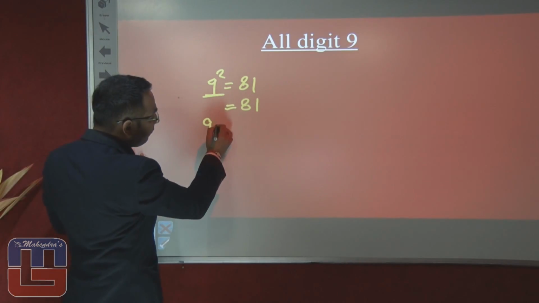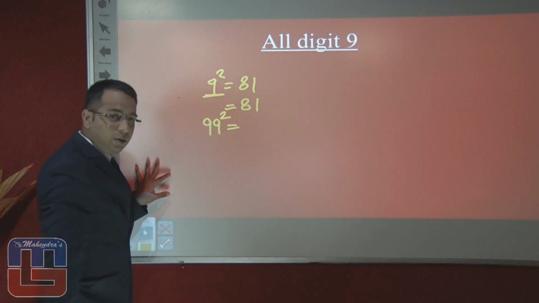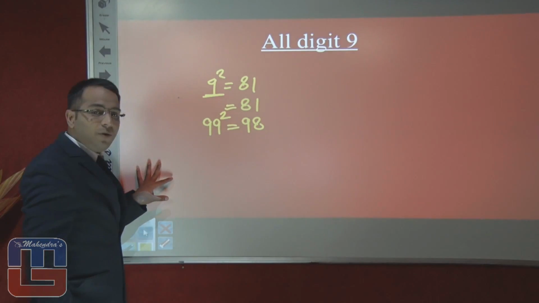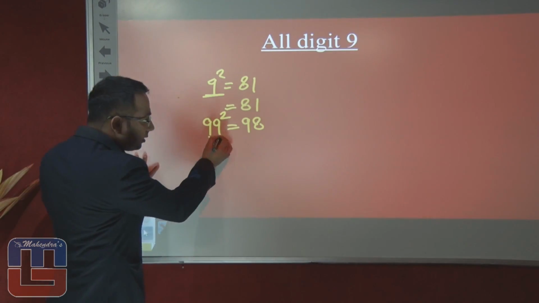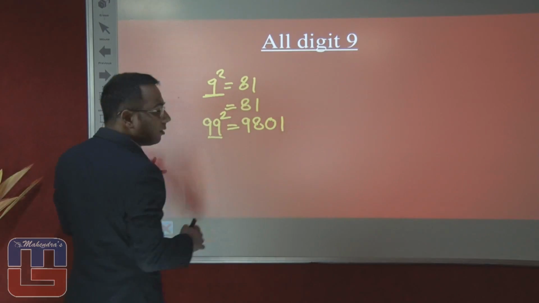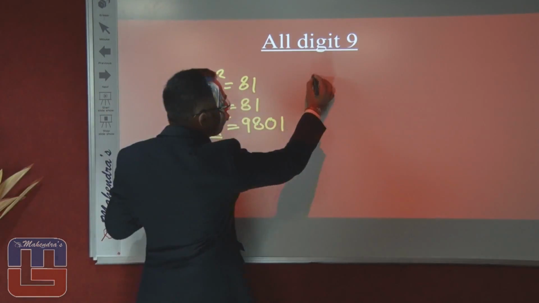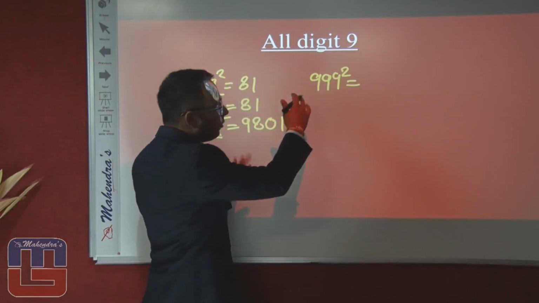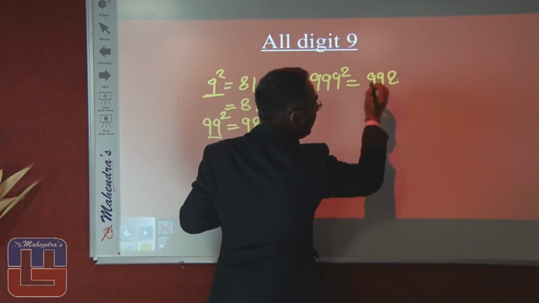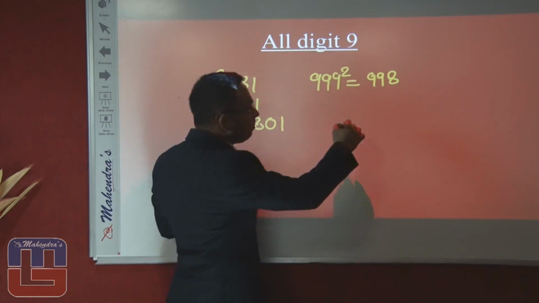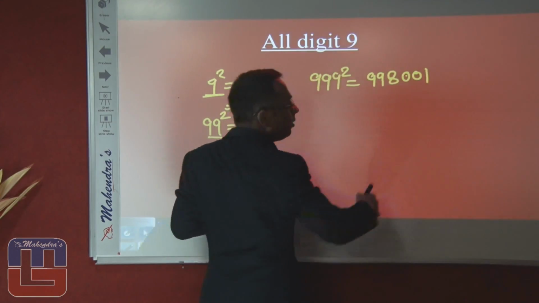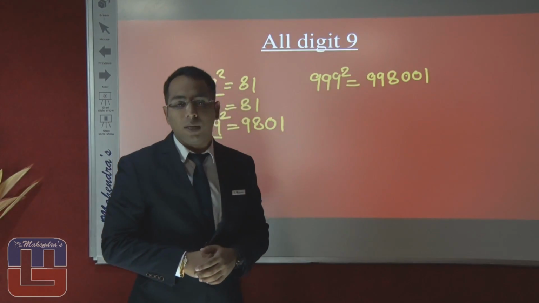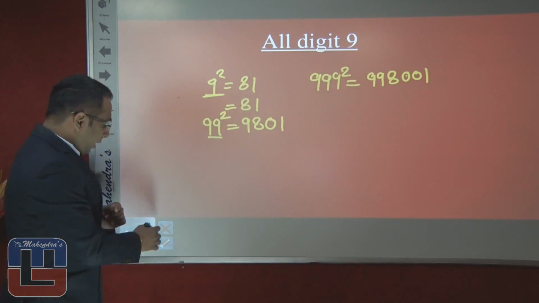If we see, here we have 99 square. So what we will do? We will subtract 1 from 99. We have 98. And that 1 will be put in 2 digits, since it is a 2-digit number. So 9801. If we have 999 square, what will we do? We will subtract 1 from this. Then it will be 998, and we will put 1 in 3 digits, since it is a 3-digit number. 998001. Fine.